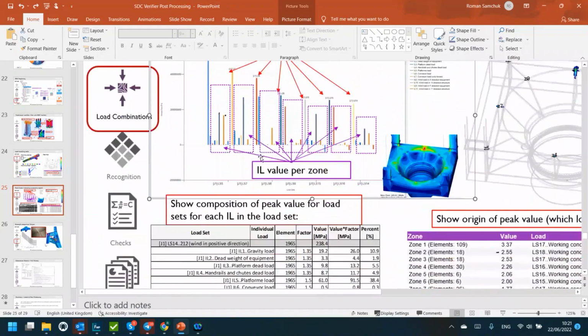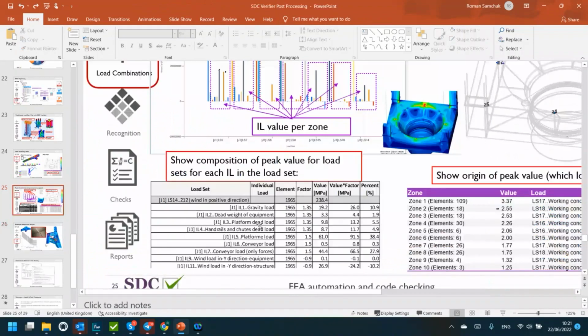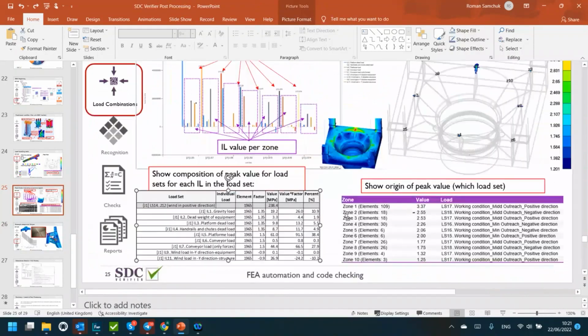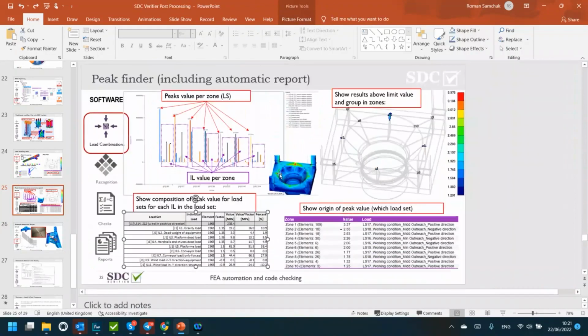And of course, for more details, you can get the complete table extracted where you can see that, okay, the percentage influence in this load set is 38% from platform load and 27% from conveyor load. This is basically how it works. Yeah, but this is all theory. In this webinar, we're going to directly dive into a specific model and see how it works on an example.